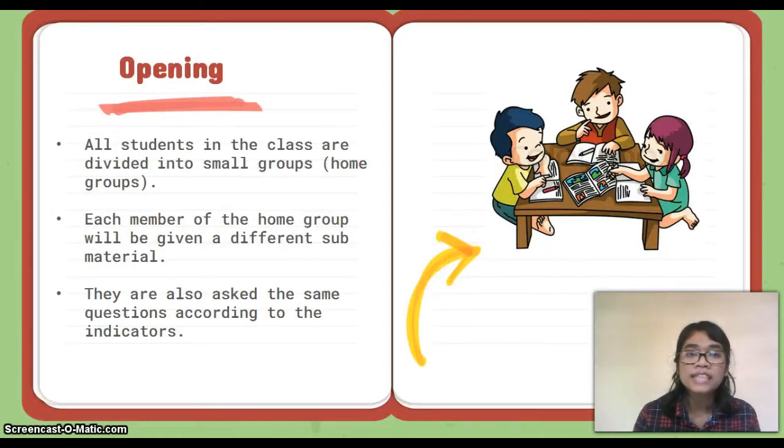So the first is opening activities. In the opening activities, all students in the class are divided into small groups, and the number of groups is adjusted to the number of problems given by the teacher. These groups are called home groups. Each member of the home group will be given a different submaterial. They must be able to understand and explain the submaterial well, and they are also given the same question from the teacher according to the indicators. Each member of the home groups works on the problem individually within a certain time.